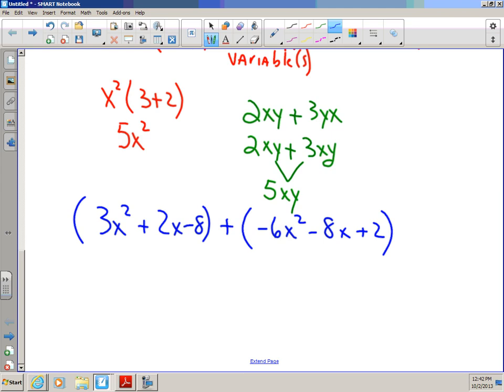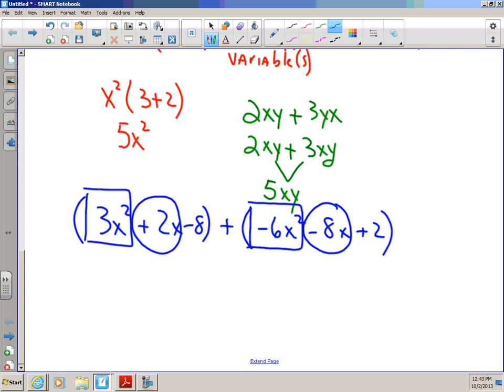And one of the suggestions is to take each of the like terms, so my x squareds, and enclose them in some sort of geometric shape, making sure to pick up the sign to the left. And now I know those two are like terms. I know the ones with the x are like terms, and then just the constants are like terms. Since it's addition and most students are comfortable with addition, I can then now just combine the coefficients to get my answer.